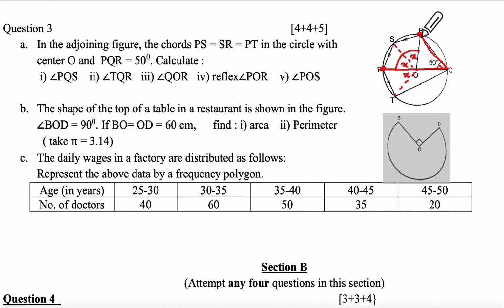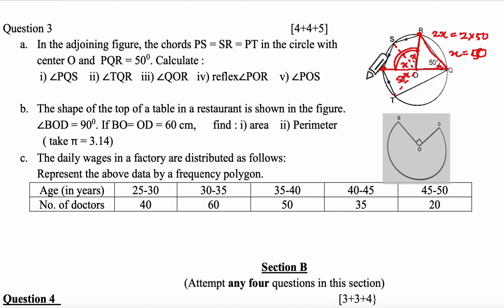So PR is subtending which angle at the center? 2x. So 2x will be equal to 50 into 2. Reason: angle at the center is twice angle at the circumference. Understood? So 2x is equal to twice 50. So x will turn out to be 50. This is 50, this is 50. So this also will be 50.